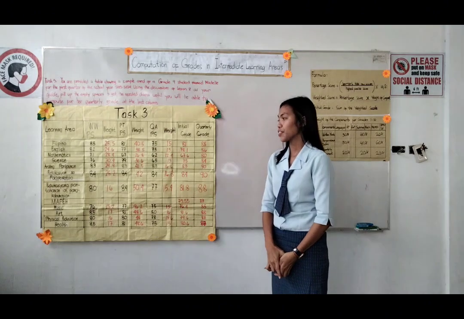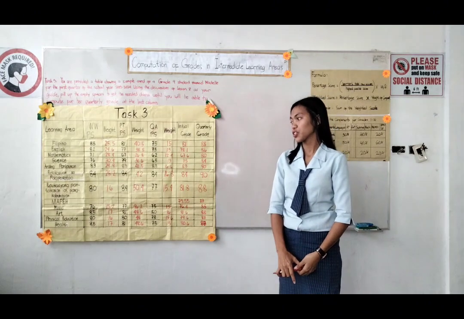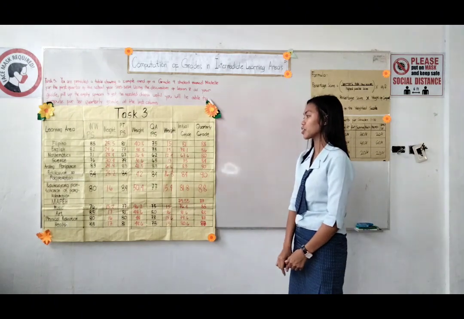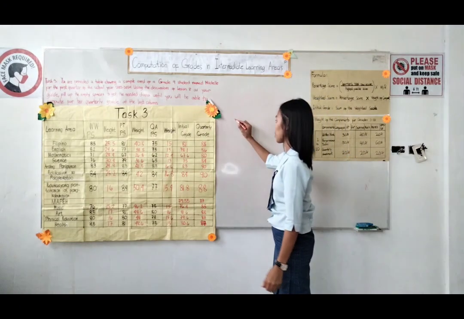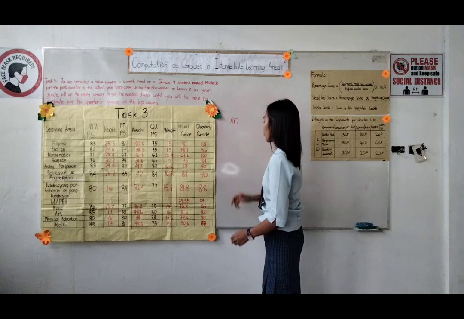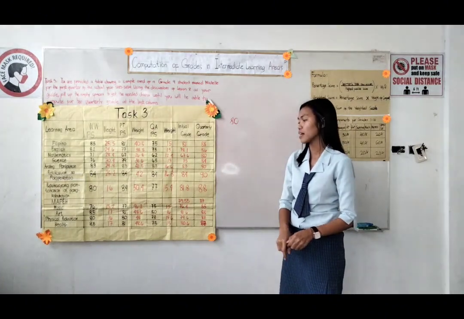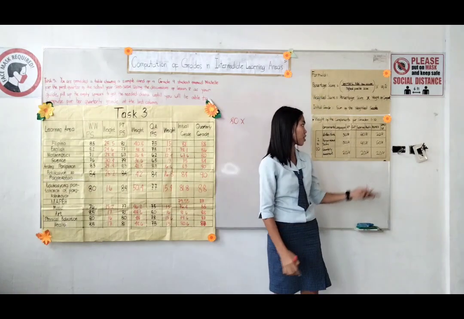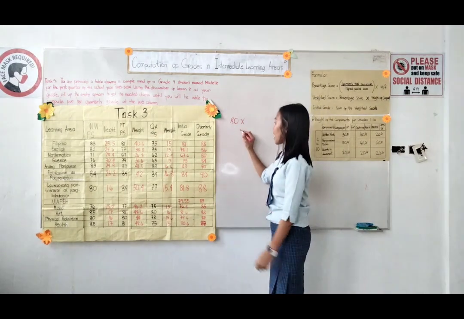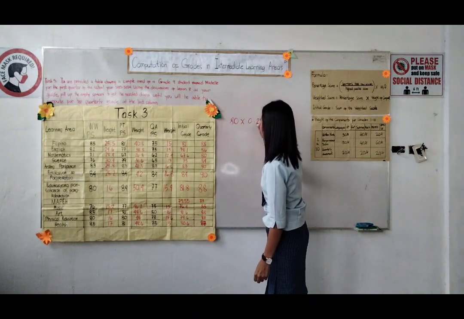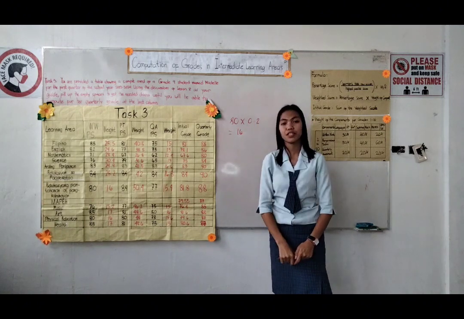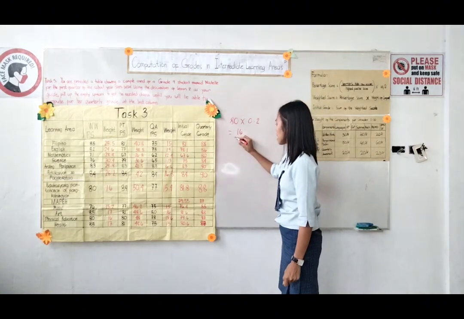Next is the learning area of Edukasyong Pantahanan at Pangkabuhayan, in short, EPP. So the given written work in EPP is 80%. So we're going to use the formula of percentage times weight of components. So written work in EPP has a weight of 20%. So 80 times 0.2 is equal to 16. So the weighted score of written work in EPP is 16.